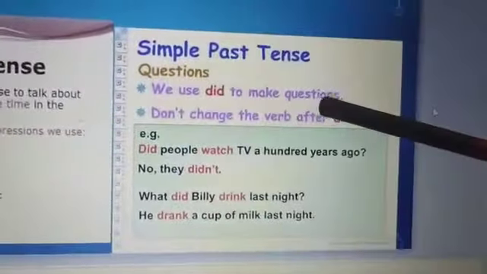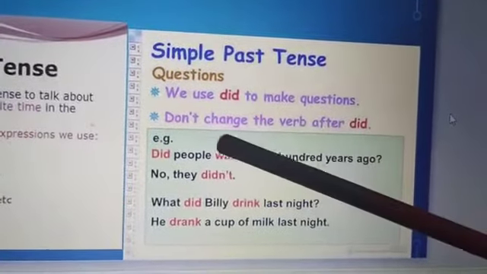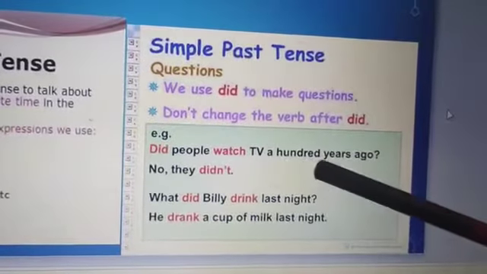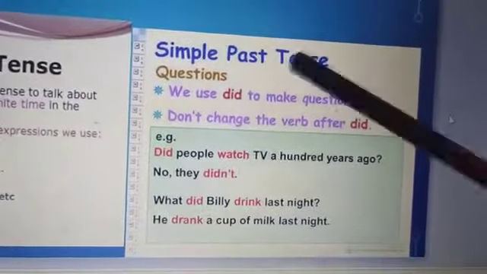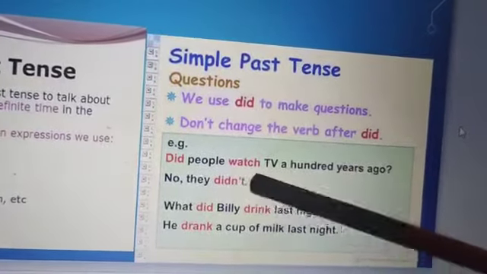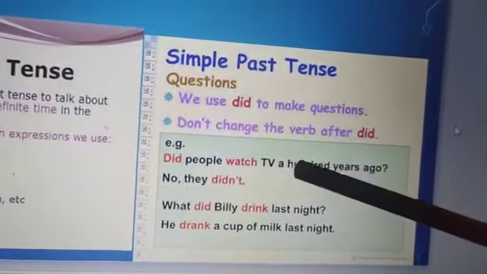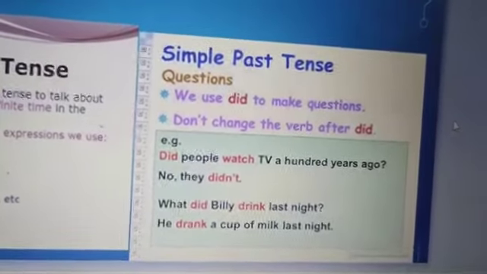Now, simple past tense questions, how we can write. We use did to make questions, and we don't change the verb after did. Like, did people watch TV 100 years ago? No, they didn't. So we can use did before the subject, and we don't change the verb, only we use did in place of it.